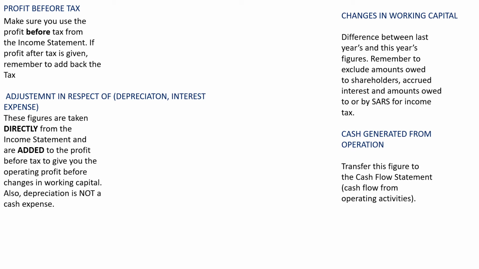That is very important. Sometimes they may say that they bought machinery on the 1st of June. Now you know that this machinery has only been in the company for 6 months. You cannot account for the full 12 months. You have to account for only 6 months. Okay, that is very important to note. Remember that when you're doing your depreciation.